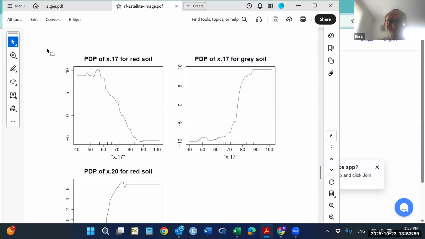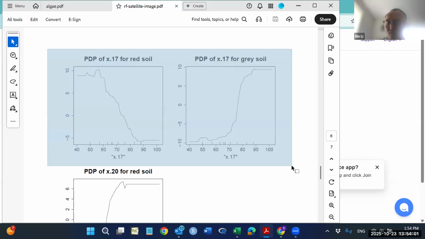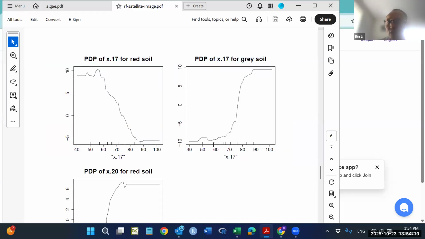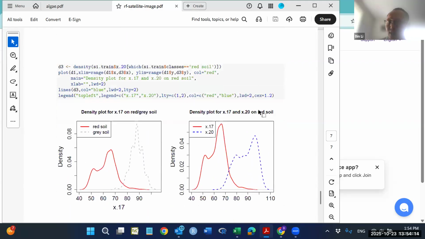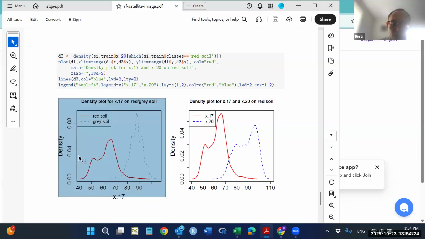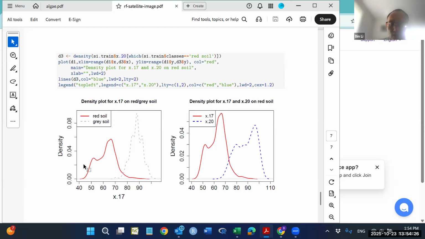Okay, so what we can do is first check if X17 on red and gray soil are different. For X17 on red soil, it decreases. For gray soil, it increases. Let's see if that is the case in the real data. So here we plotted the X17 on the red and gray soil two classes. I plotted the density of the X17 readings.